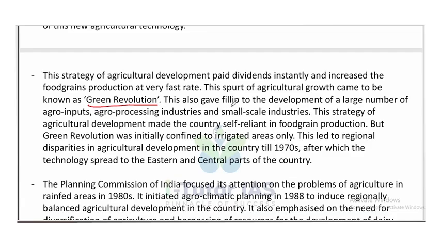This also gave fillip to the development of large number of agro inputs, agro processing industries and small scale industries. This strategy of agriculture development made the country self-reliant in food grains production. But Green Revolution was initially confined to irrigated areas only. This led to regional disparities in agriculture development in the country till 1970s, after which the technology spread to the eastern and central part of the country.